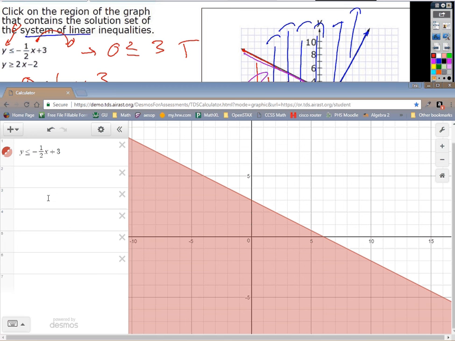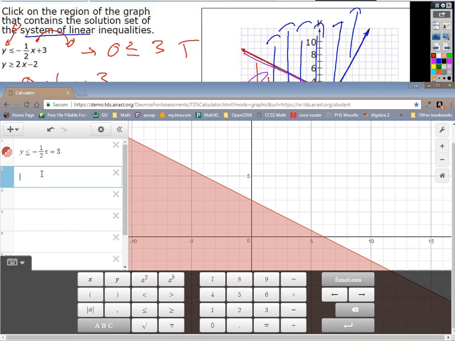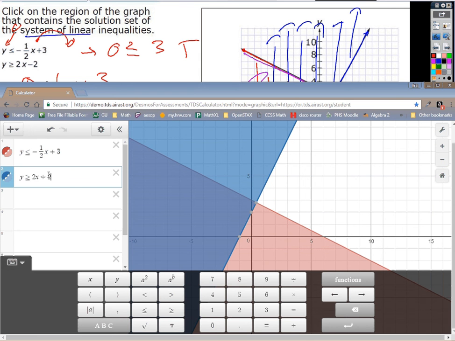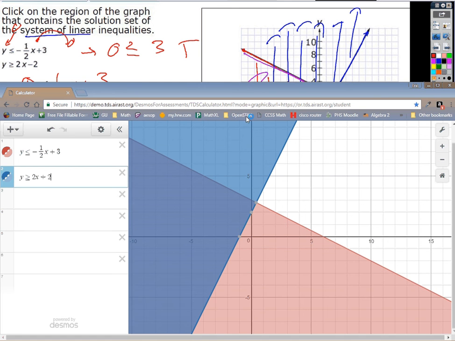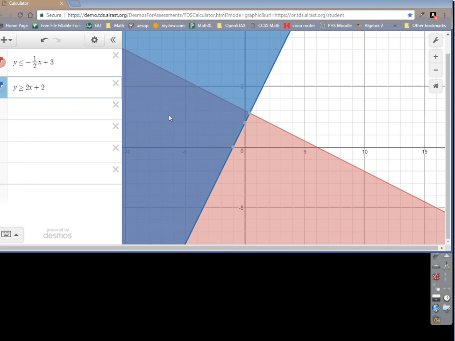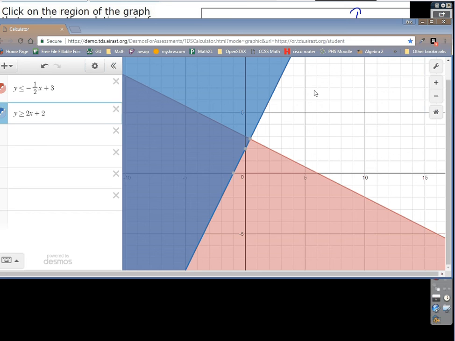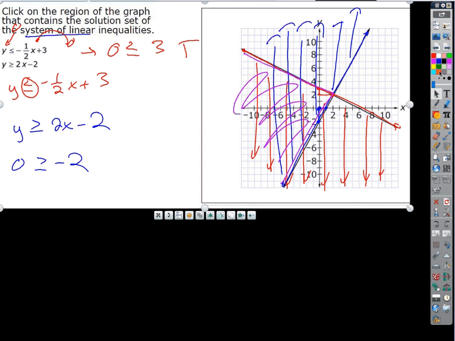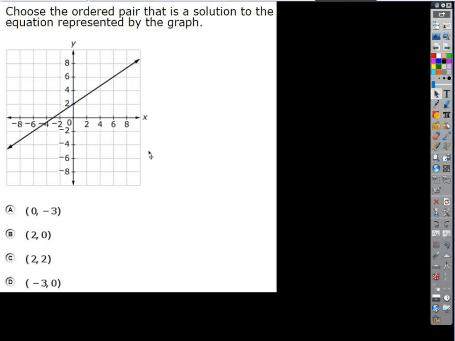Now we'll go down and do the blue one. We'll do y is greater than or equal to 2x plus 2. And what do you notice? Okay, so you see that there's the shaded region right there, the double shaded region, right? Desmos would really help. This is super easy. We've talked about this stuff so many times.